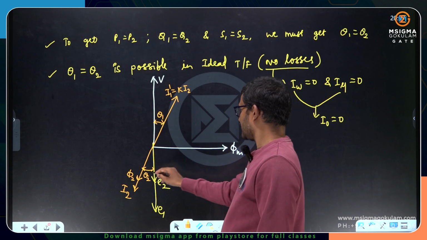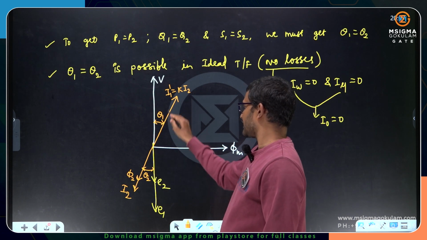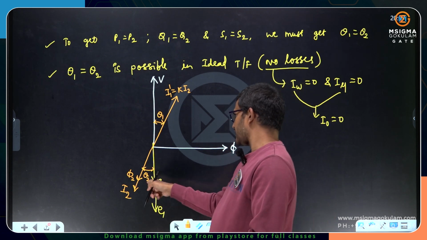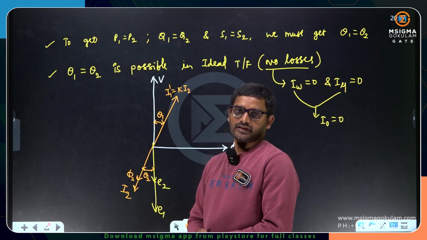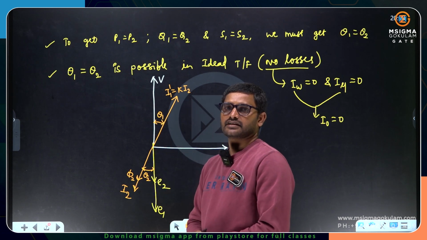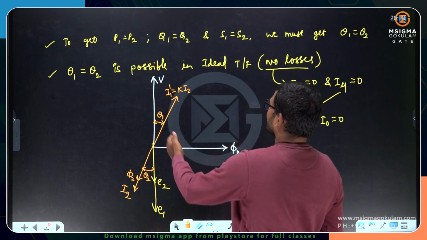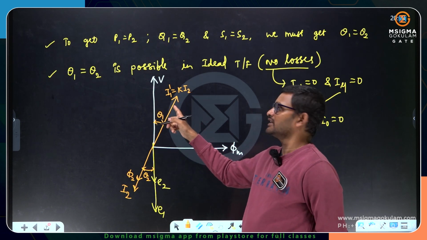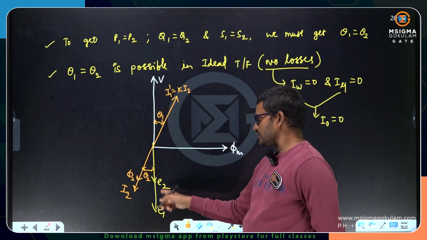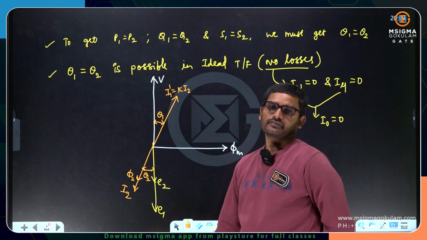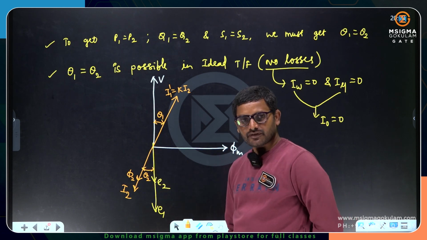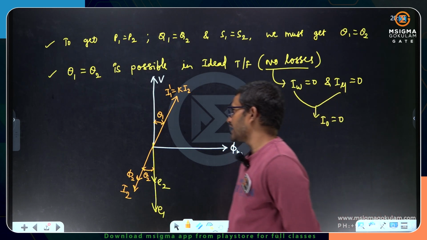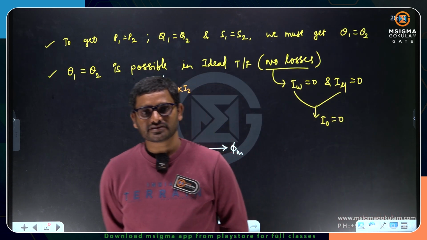Now here, theta 2 and theta 1, the primary and secondary power factor angles, are the same. If this is 20 degrees, this is also 20 degrees. If this is 30 degrees, this is also 30 degrees. So primary power will be simply E1 into I1 dash into cos theta 1, and E2 into I2 into cos theta 2. As angles are equal, active powers, reactive powers and apparent powers are equal.